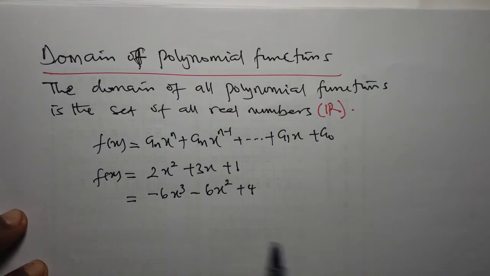Now, how then do we find the domain of such a function? That is to say, how do we know what kind of numbers, when plugged into this function, give us unique images?